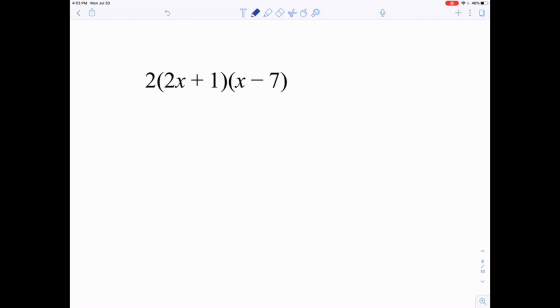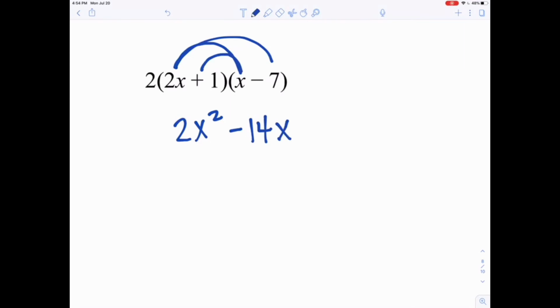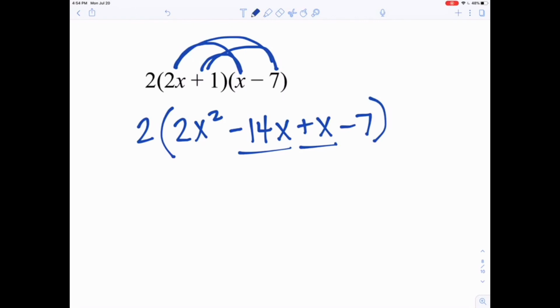Okay, here we go. So let's get started. First times first, 2x times x is 2x squared. Outer, 2x times negative 7 is negative 14x. Inner, positive 1 times x is positive x. And last, positive 1 times negative 7 is negative 7. So I'm still going to put this whole thing in parentheses and put a 2 out here so I don't forget to multiply. So now in here I can combine like terms. Negative 14 plus 1 is negative 13. So I'm going to do 2x squared minus 13x minus 7.